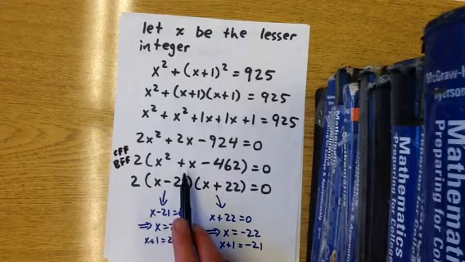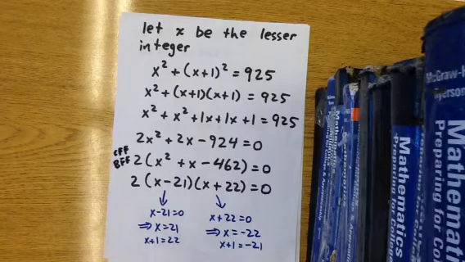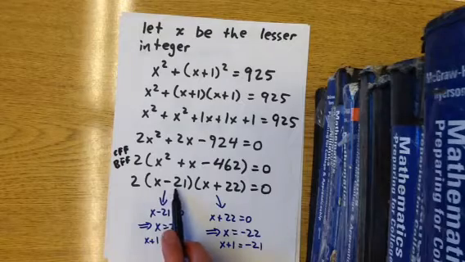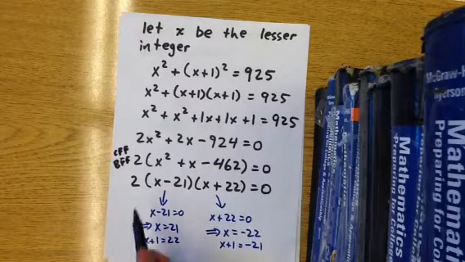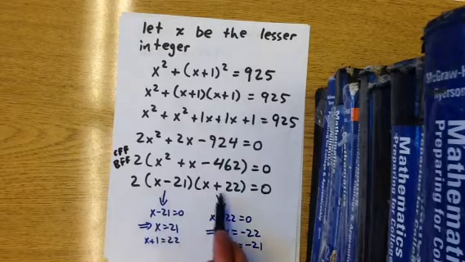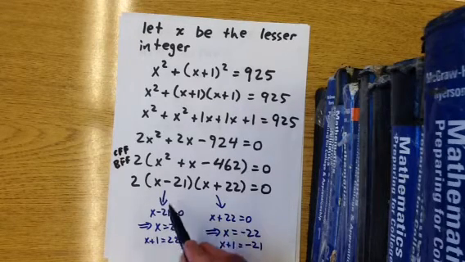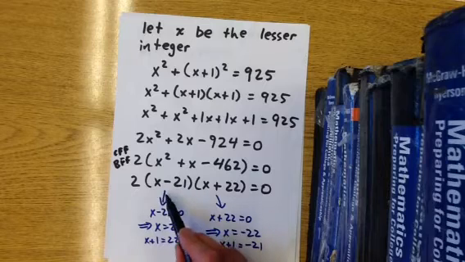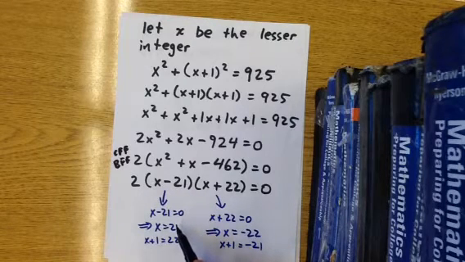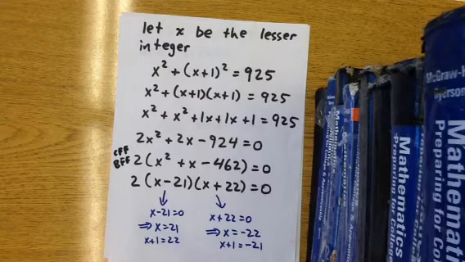We want two numbers that add to 1 and multiply to negative 462. Those numbers are negative 21 and positive 22. So 2 times this binomial equals 0. Well, let's let this factor equal 0. If x minus 21 is 0, then x is 21 and x plus 1 is 22.